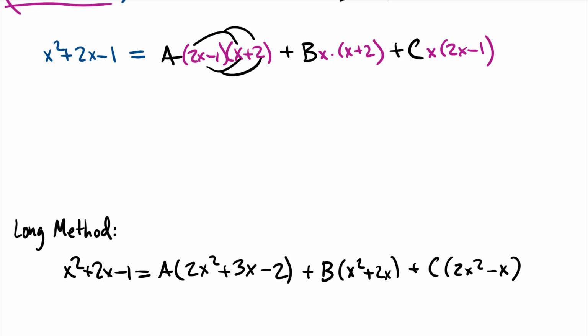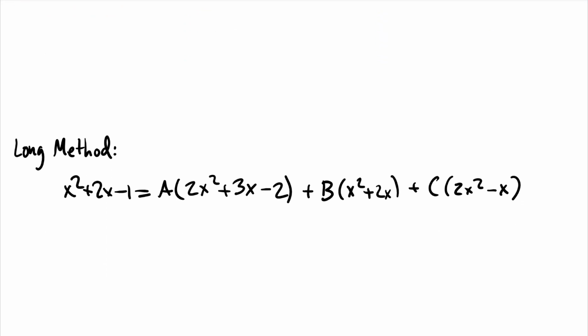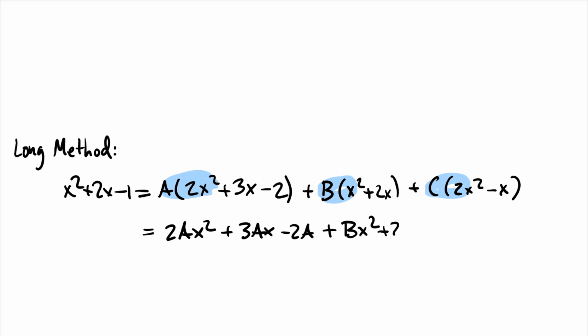Okay, this is the long method. Again, this one you don't have to do, so you might want to speed this up if you feel like it. What ends up happening is we want to equate our coefficients. Notice we have an a times an x squared, a b times an x squared, and a c times an x squared. So I'm going to bring this out. We have 2ax squared plus 3ax minus 2a. Let's bring them all out. There's a reason why I highlighted in blue too. You're like, why are you doing all of this? Because soon we're going to need it.